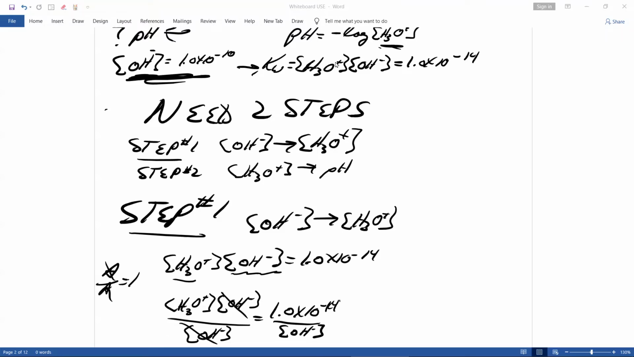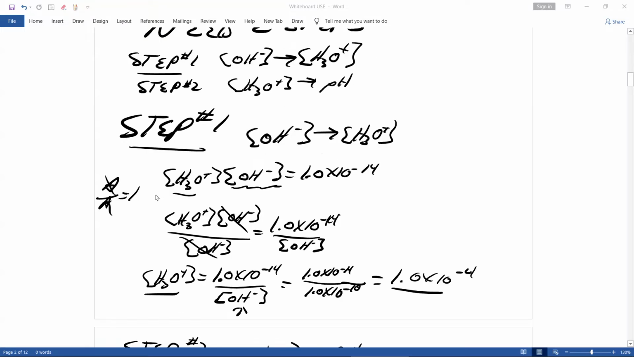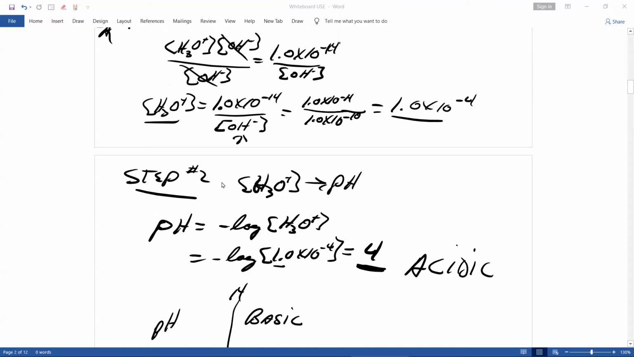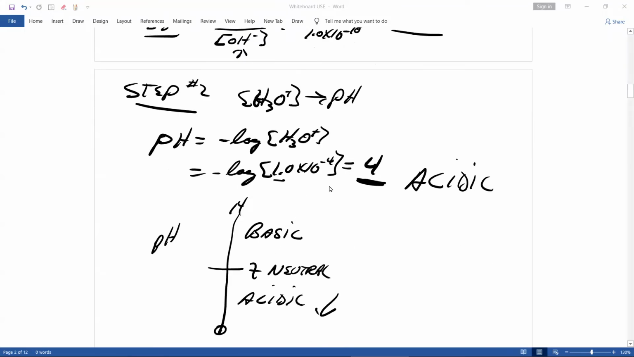This is chapter 7 for those who are wondering. Acids and bases. Step 1, go from hydroxide to hydronium. Use this equation, what Kw is equal to. Solve for hydronium. Put the numbers in, you get this number. However, this is hydronium ion concentration, H3O plus. You want to go to pH, H3O plus to pH. Important information: pH equals minus log of hydronium. Put it in, you get 4.